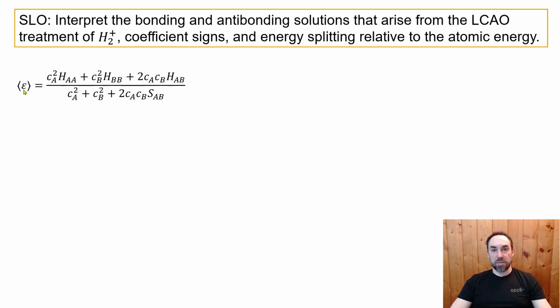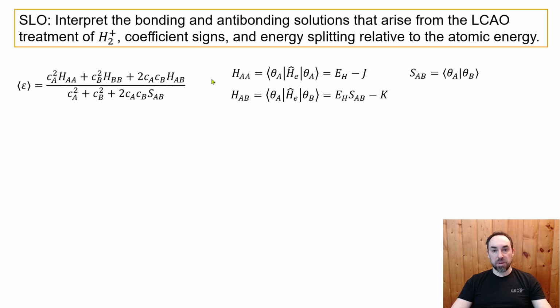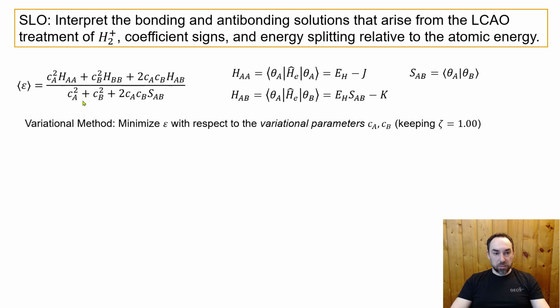We are starting from the expectation value of the energy, which we found was described by this equation with terms shown here. So the matrix elements HAA and HAB involve the atomic orbitals centered on A and B through the electronic Hamiltonian and give rise to what we are calling the Coulomb integral J and the resonance integral K. And then there is the overlap integral between these two 1s orbitals on A and B that is given by SAB.